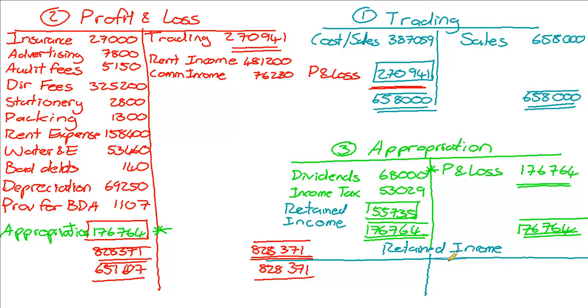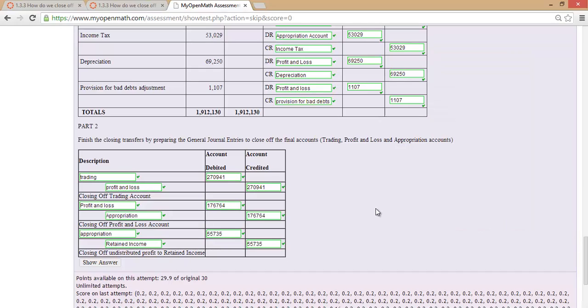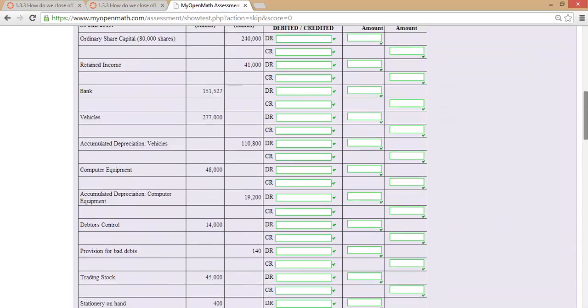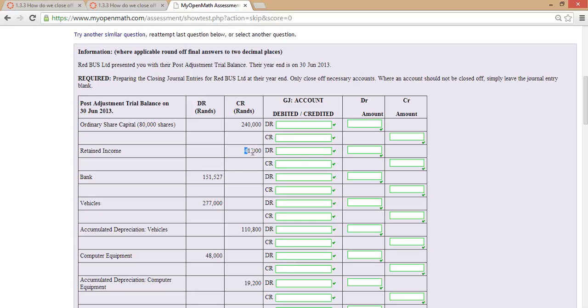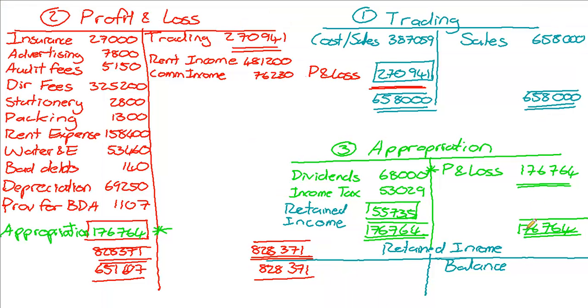So my retained income has got an opening balance currently, if we go to my trial balance, of 41,000 Rand, and we're going to add to this 41,000 Rand the amount of profit that was retained during the current year, which is the retained income balance of 55,735 that we got from the appropriation account.